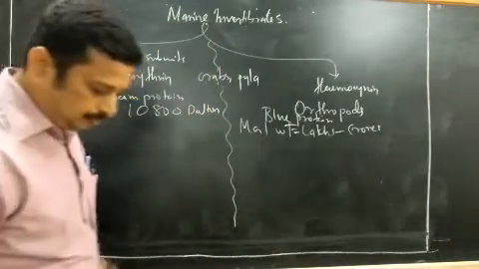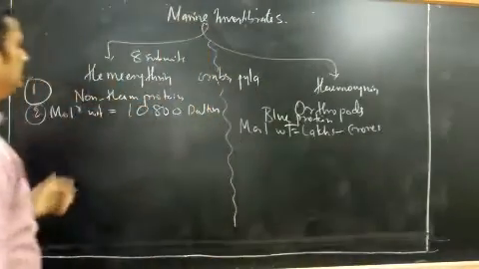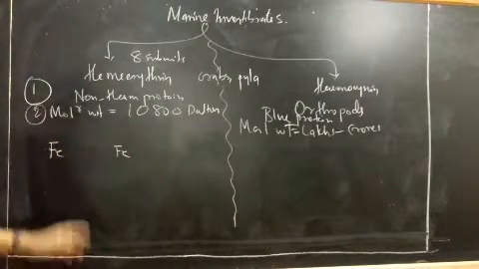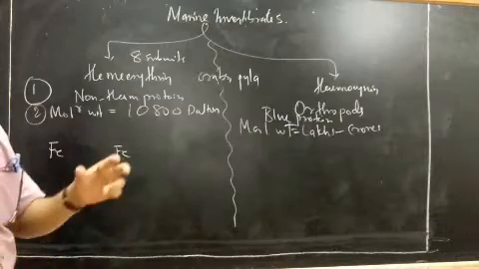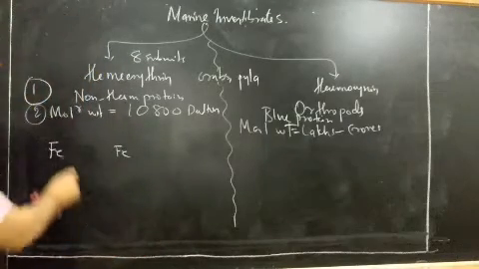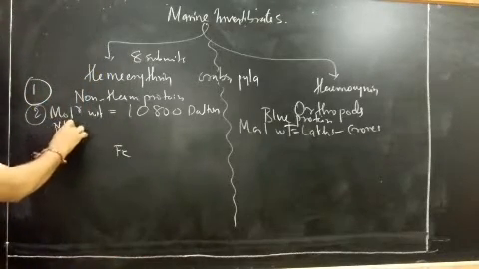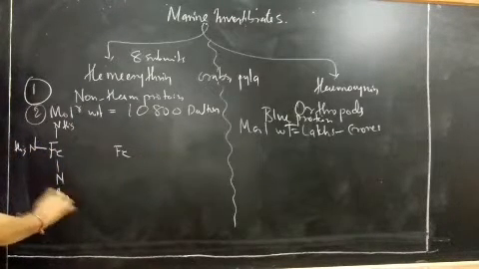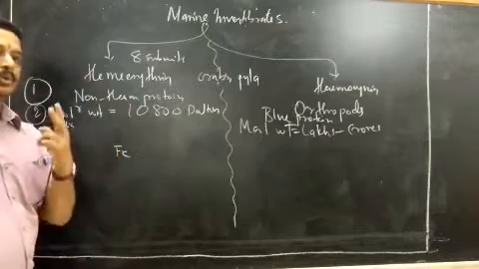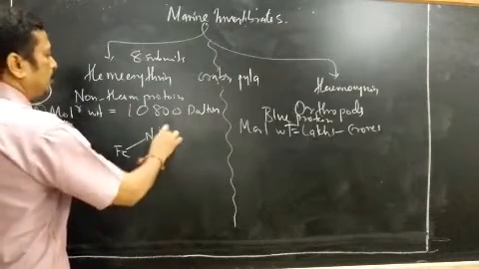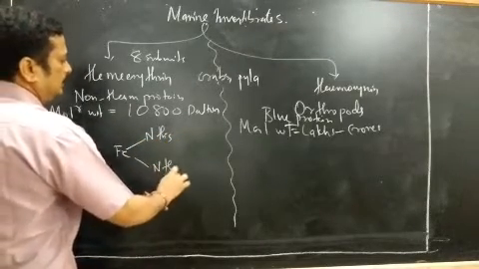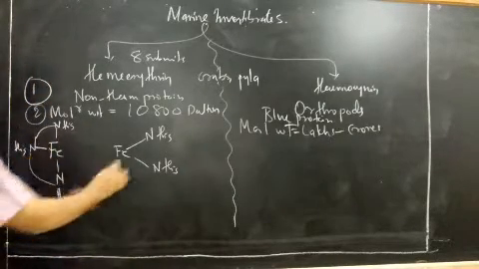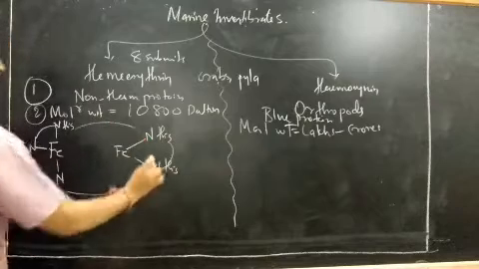Now coming to the structure of hemerythrin. It is made up of 2 iron molecules, and each iron is linked with the nitrogen of histidine. Here we have 3 nitrogens of histidine, and here we are observing 2 nitrogens of histidine, and they are bound with the chain like this.